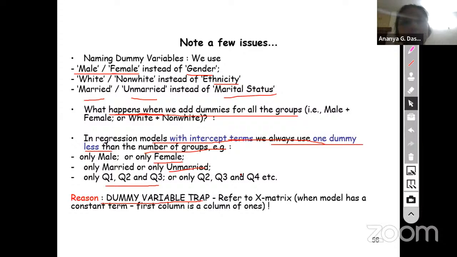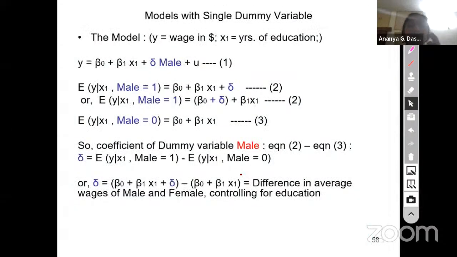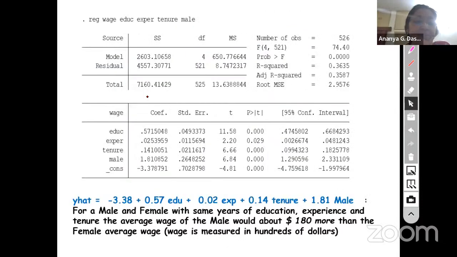and avoid the dummy variable trap. Okay, so now we move to a case where we have a model with a single dummy variable. Now, what's my aim over here? My aim is to take you through the steps of how to interpret the coefficient of the dummy when your model has a dummy variable. Before I come to all of this, let me show you this. Look at this regression where I'm regressing wage on education, experience, tenure, and male.